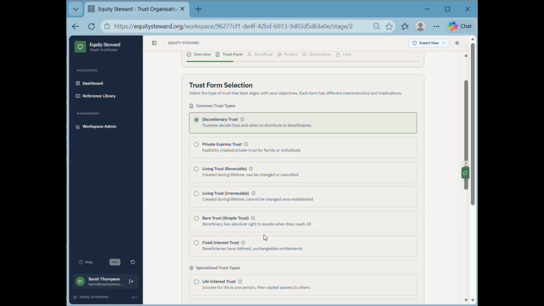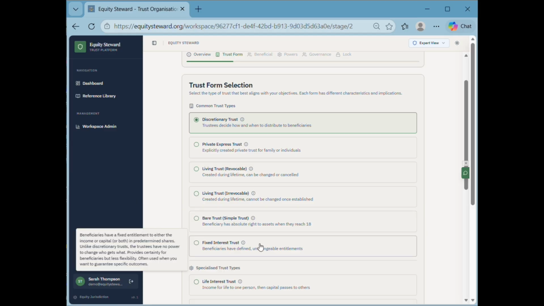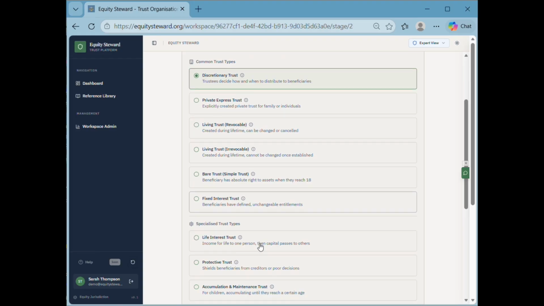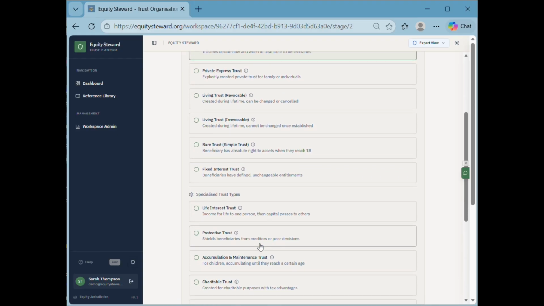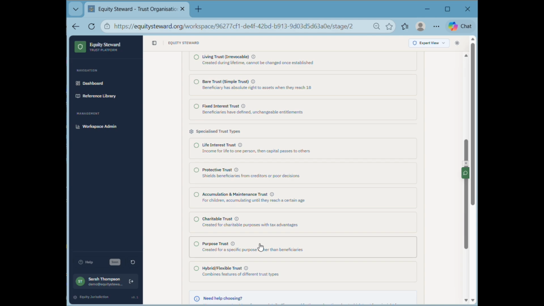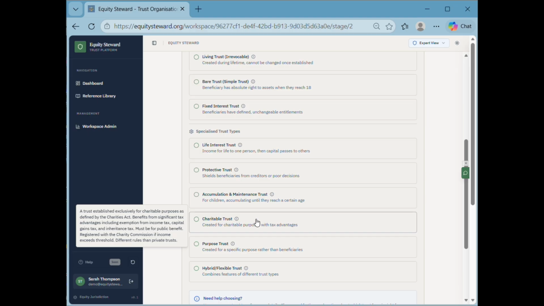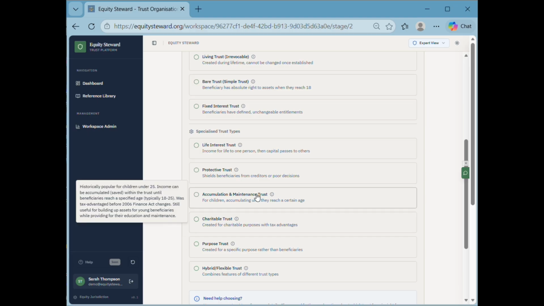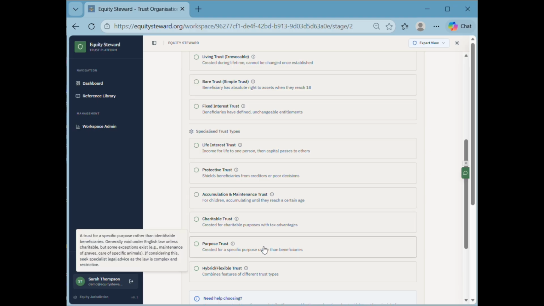Trust form selection. One of the first elements in this stage is trust form selection. The platform allows the user to identify the form of trust being operated, whether that is discretionary, bare, life interest, charitable, accumulation and maintenance, purpose trust, or another recognized form.